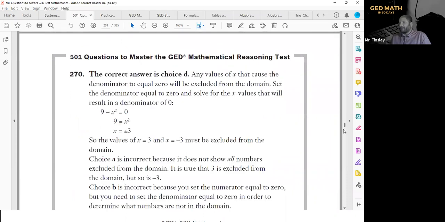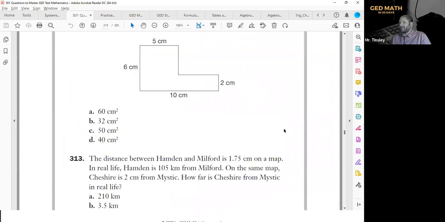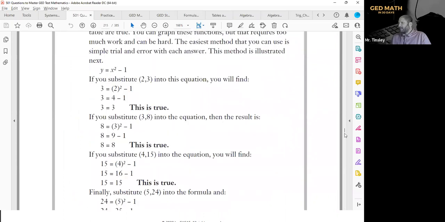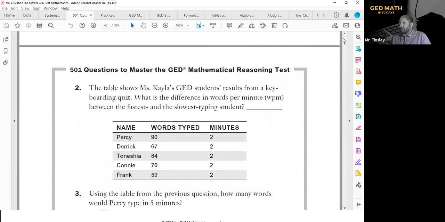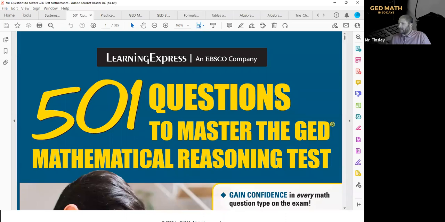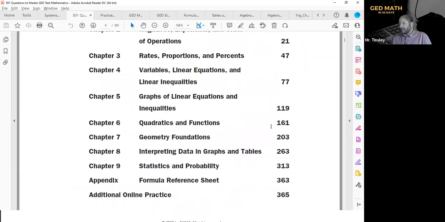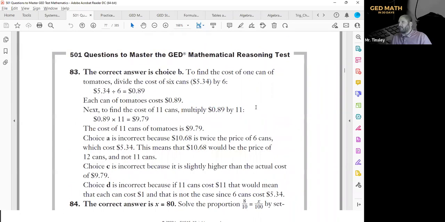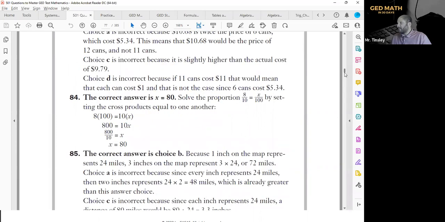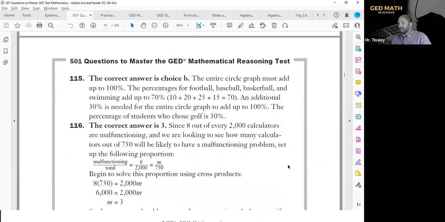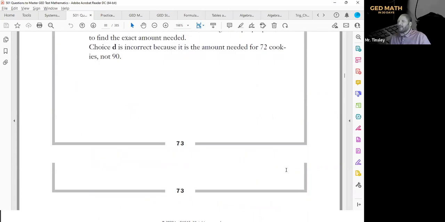Let me see if I can find one. Let me see real quick. What does 7 say? I never even looked in this thing before. Let me see if I can find a table of contents. And this is what I'm telling you, like linear equation 77. All right, so let's go to 77. Let's see if I can find one. That wasn't 77. The pages are wrong.